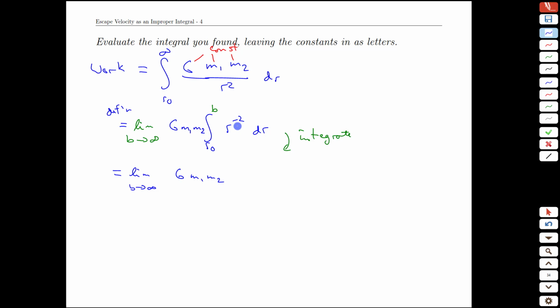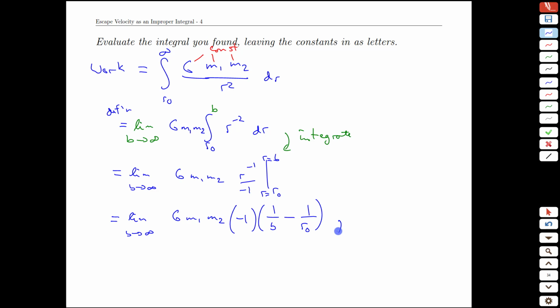We have r to the -2, add 1 to the power, divide by the new power, evaluate that between b and r naught. Copy the limit, copy the G m1 m2, and we'll have -1 times 1 over b. That's the r to the -1 with b subbed in. Let's be careful here that we're subbing in r values. That was our variable of integration. And the next one is 1 over r naught.